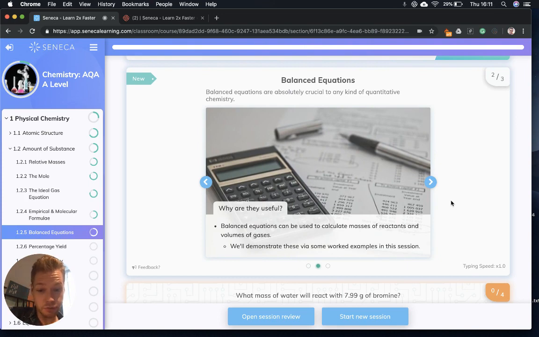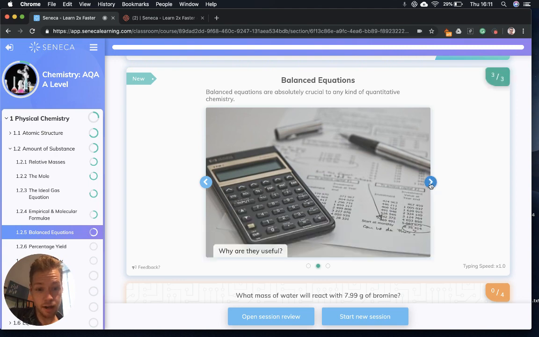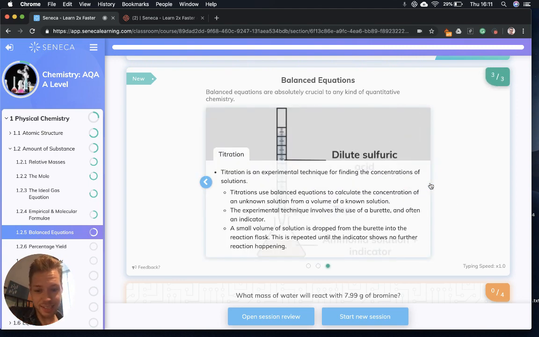Now, what's the point in going through all this effort? Well, they're very useful because balanced equations can be used to calculate masses of reactants and volumes of gases. And maybe I'll demonstrate this via some worked examples. Ooh, exciting. They're also really important for titrations.